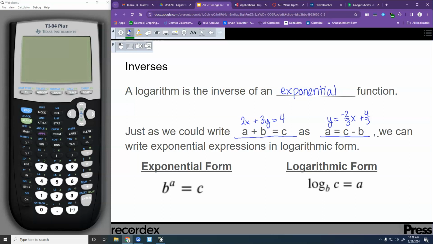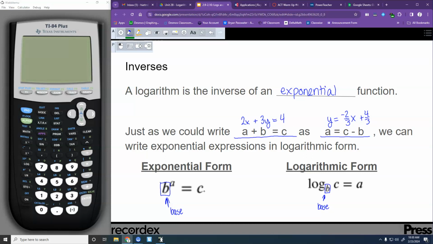So logs and exponentials are going to be the same, okay? If I have the exponential form of an equation, b to the a power equals c, right here. And specifically, I use the letter b right here because we call this the base. That is the base of our exponent. We also call it the base of our logarithm. A and c are just other letters that I chose to use.